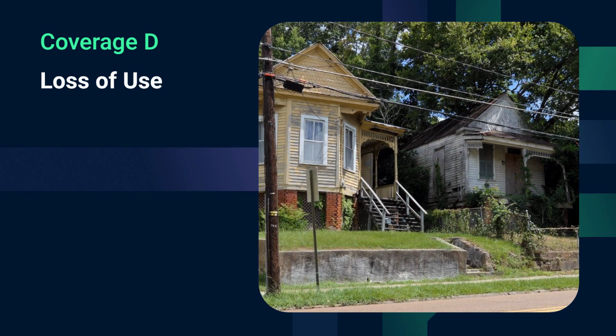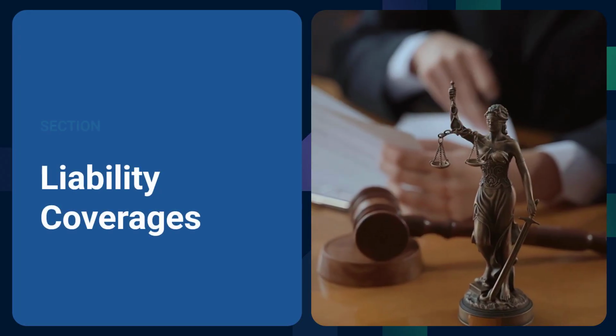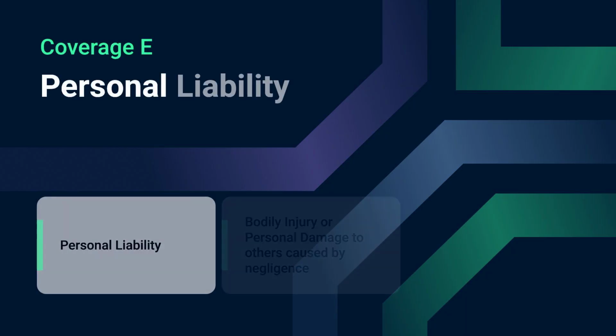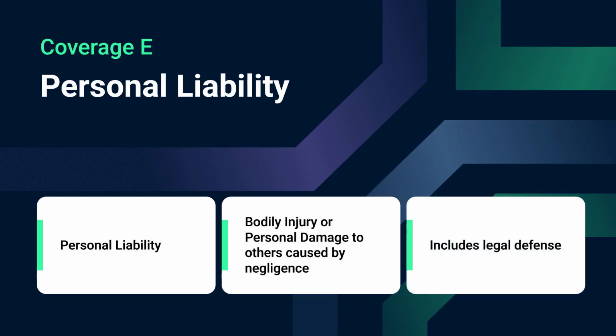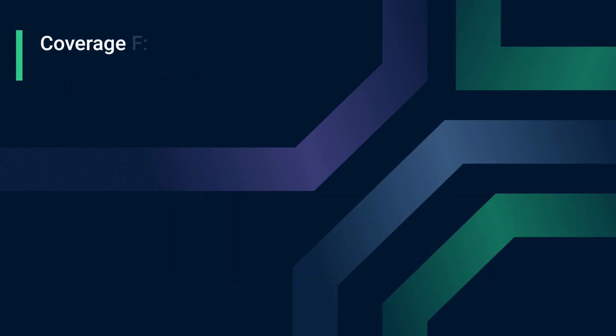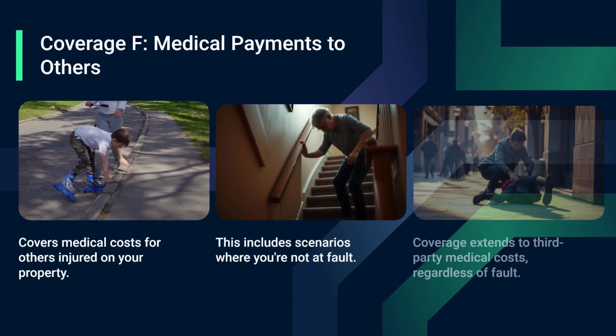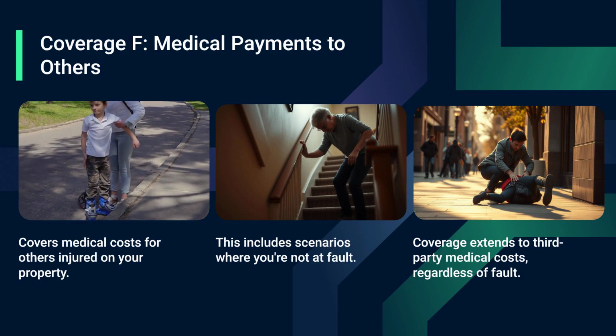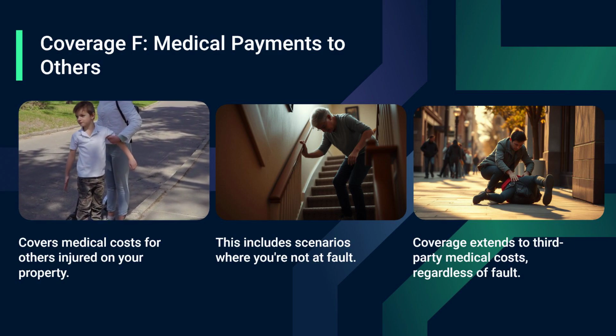This is similar to coverage D in dwelling policies because it covers loss of use and expenses. Now it's time to review Section 2, liability coverages. Coverage E, personal liability, BI/PD to others caused by negligence, includes legal defense. This is similar to coverage L, personal liability under DP insurance. Coverage F, medical payments to others, third-party medical costs, no fault. This is similar to coverage M, medical payments under DP insurance.